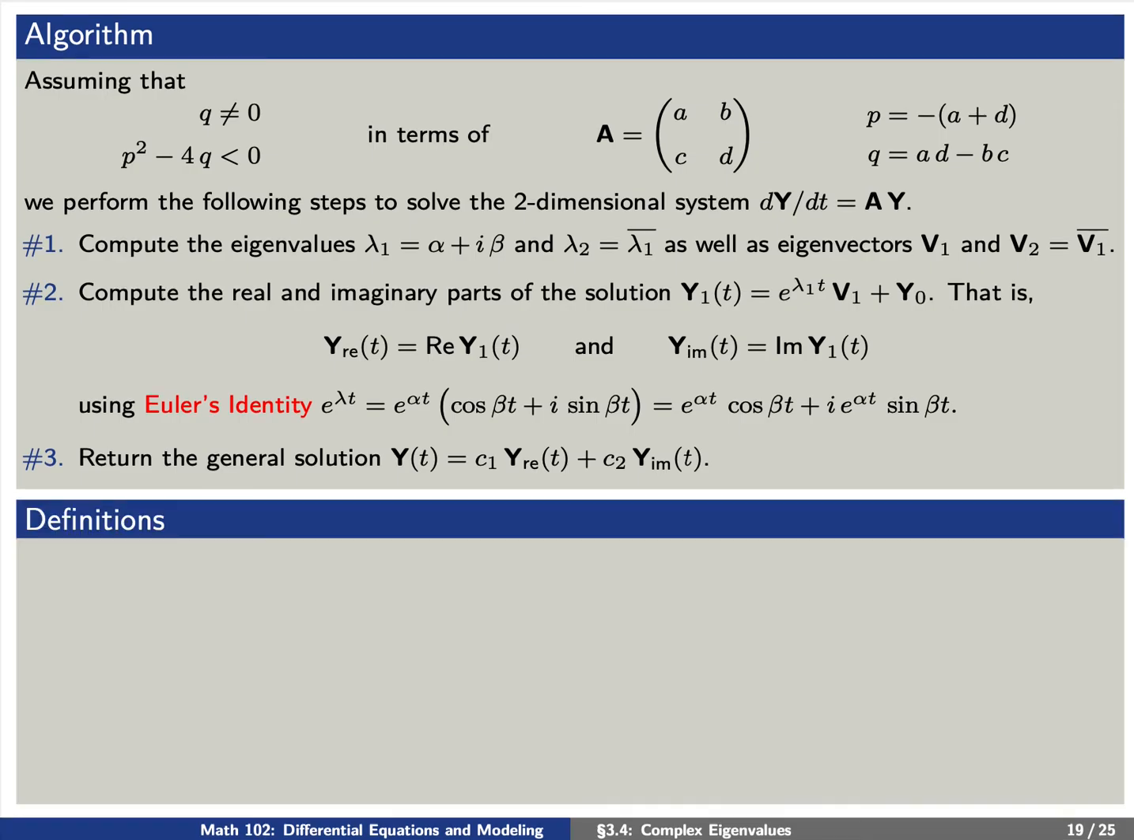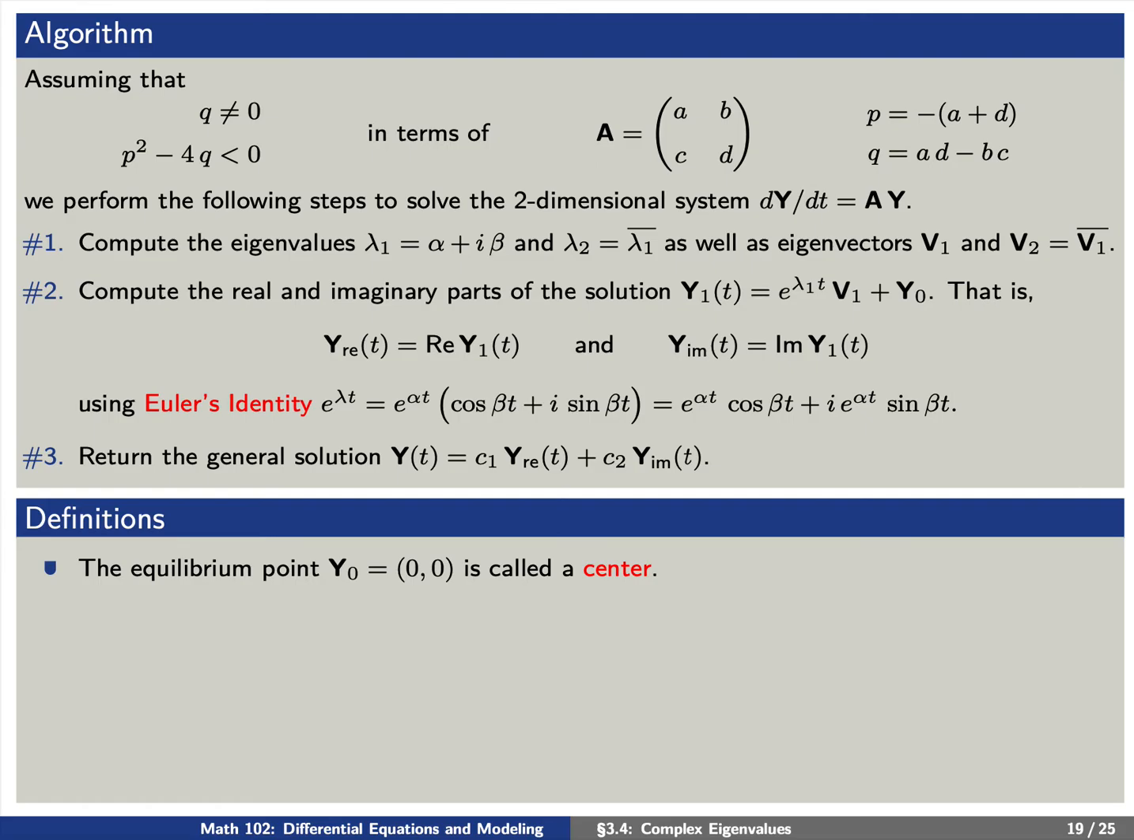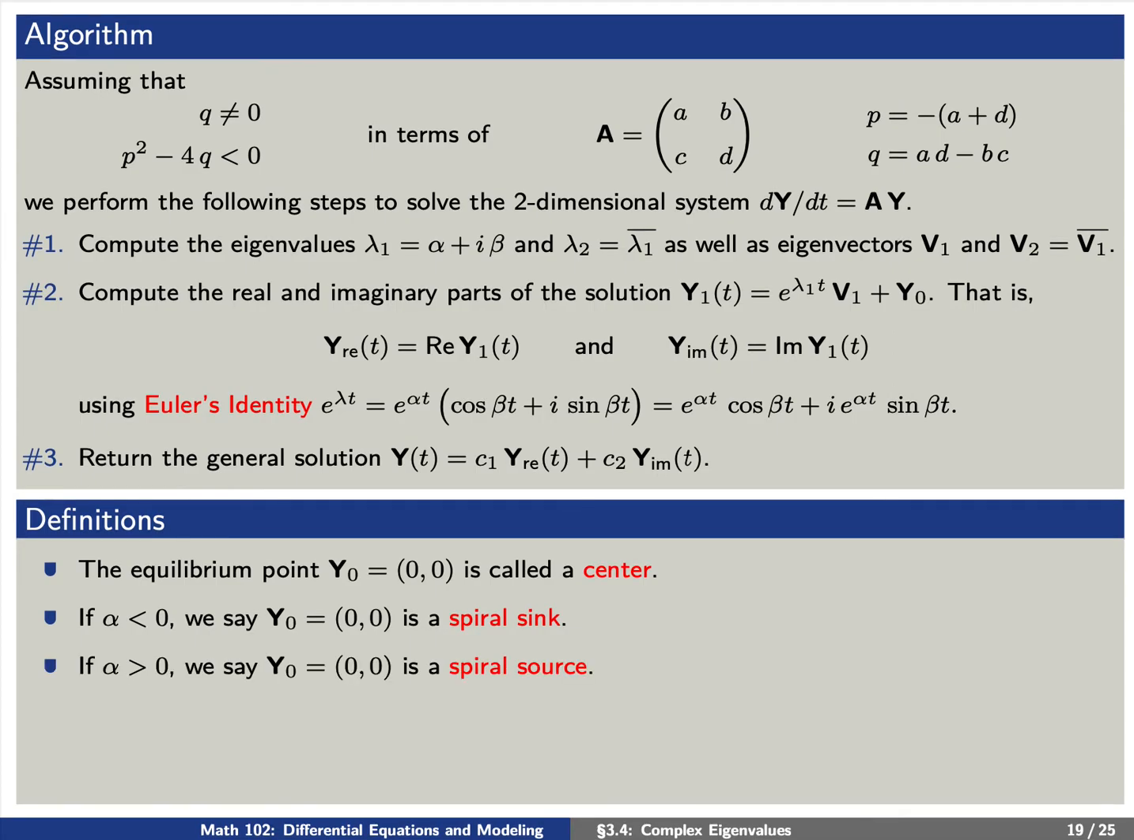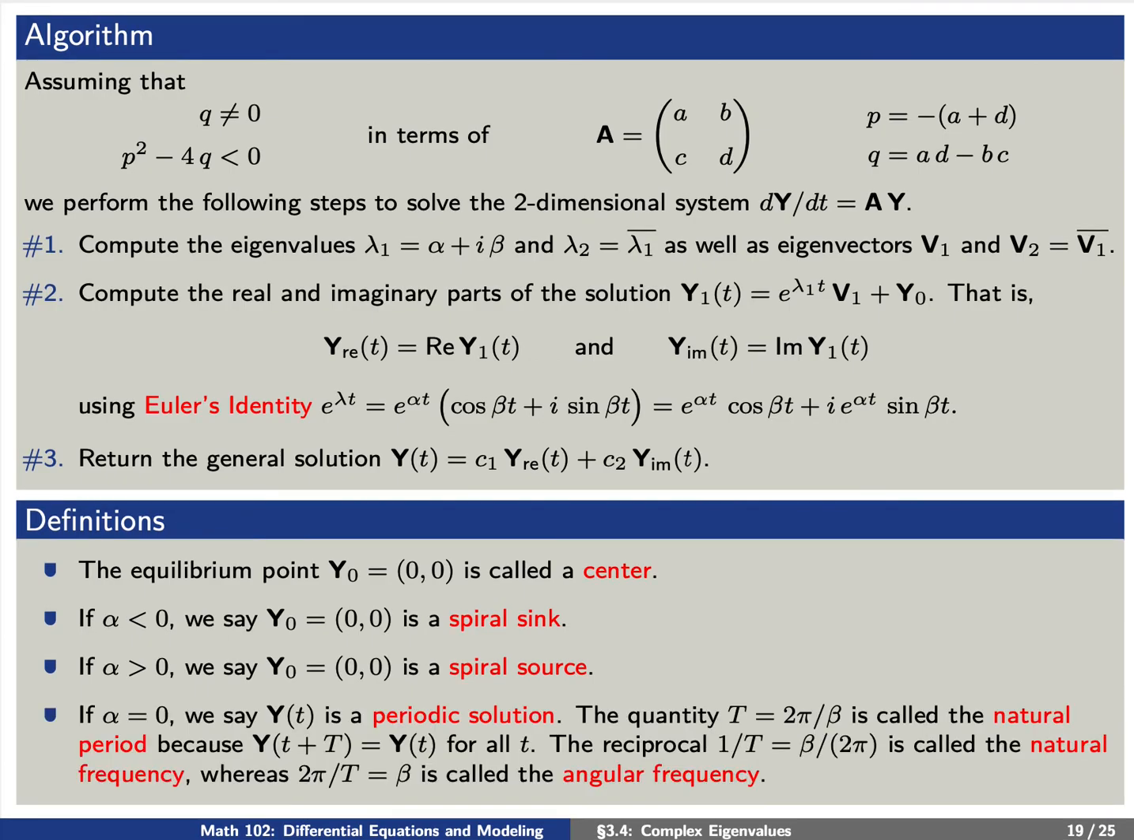We'll use this here to make a few definitions. The equilibrium point, namely 0, 0, is called a center. If alpha is negative, we'll say that our equilibrium point is a spiral sink. If alpha is positive, we'll say that our equilibrium point is a spiral source. And if alpha is equal to 0, we'll say that our solution, capital Y of t, is a periodic solution. The quantity 2 pi over beta, call it capital T, is called the natural period because capital Y of lowercase t plus capital T is equal to capital Y of lowercase t for all time t. The reciprocal 1 over T, that is beta over 2 pi, is called the natural frequency, whereas 2 pi over T, namely beta, is called the angular frequency.